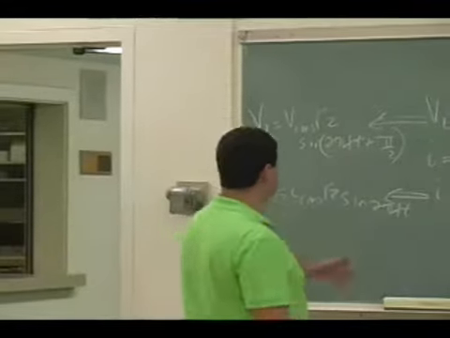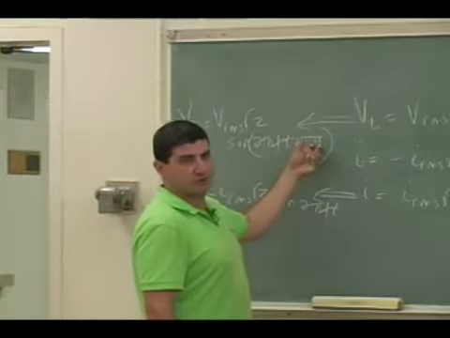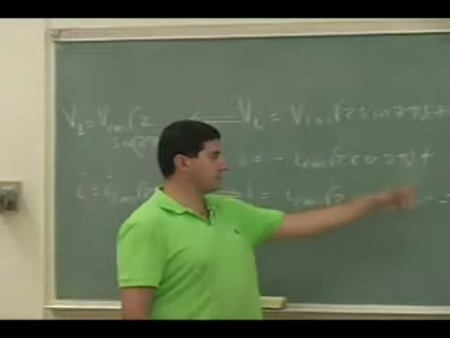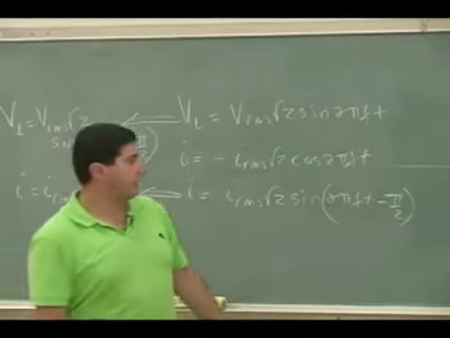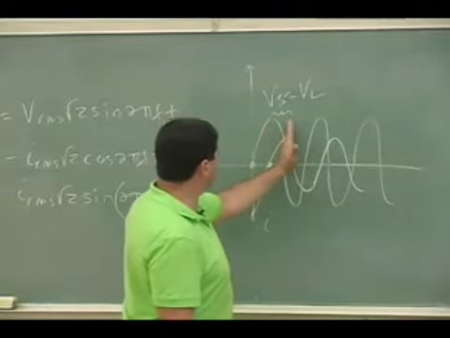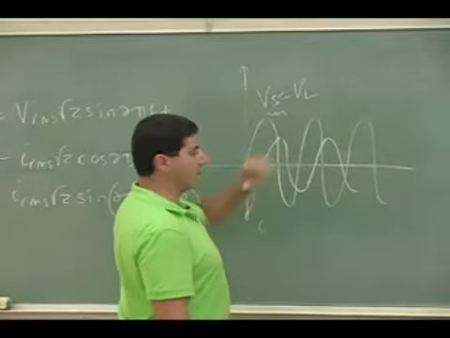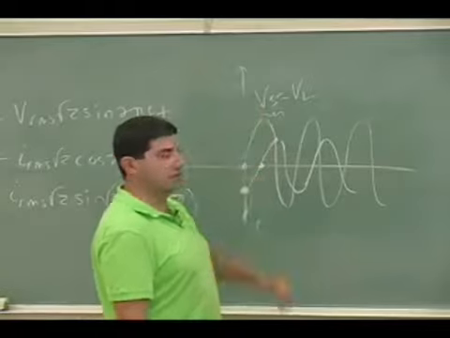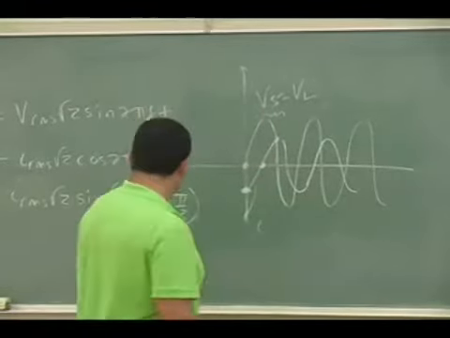Whatever phase angle this is, this one is ahead by pi over 2. Or if that's 0, this is negative pi over 2. And it's borne out by the picture here. The current is behind. It reaches its max later than the source voltage or the inductor voltage. Okay?